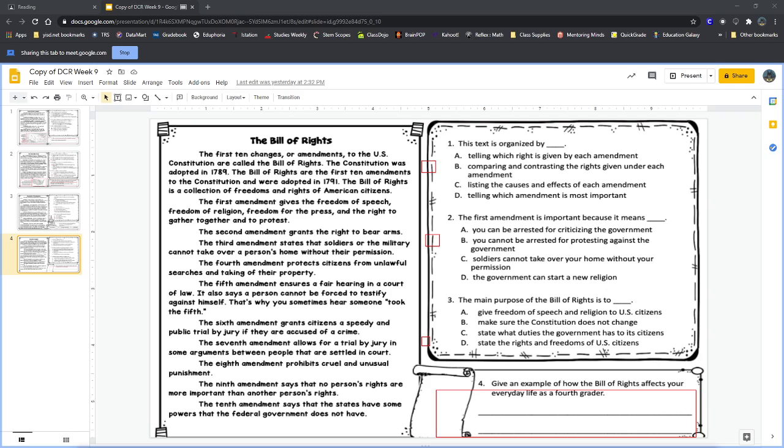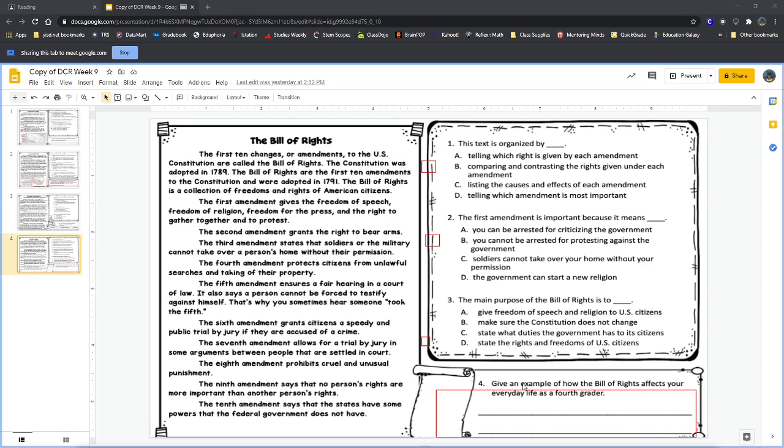Question number 2. The First Amendment is important because it means blank. So whenever they talk about the First Amendment, we need to make sure we slow down, we pay attention, so we can get that one correct. Number 3, the main purpose of the Bill of Rights is to blank. Why did they make the Bill of Rights? What does it do? That last question is asking.